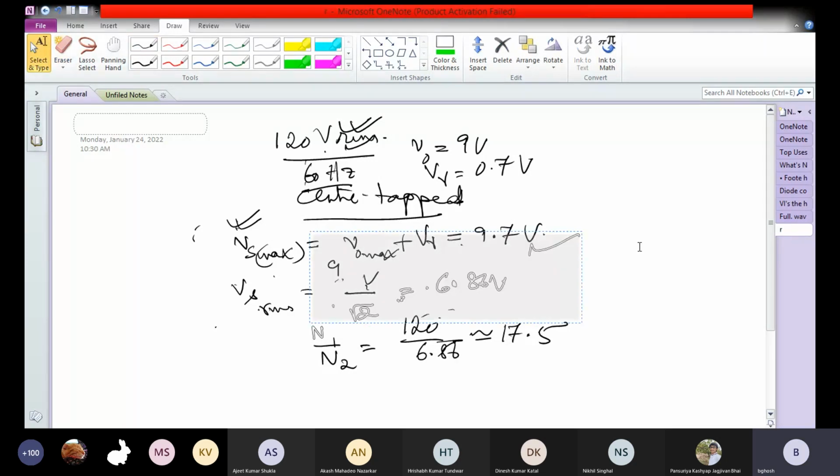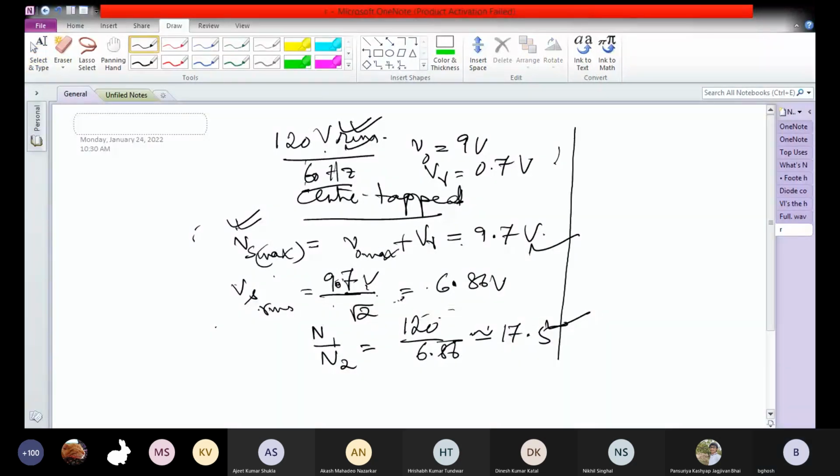So this is this. Right. So here you see that 17.5. For the bridge circuit, however, what do we see? Bridge rectifier. So what do we see?